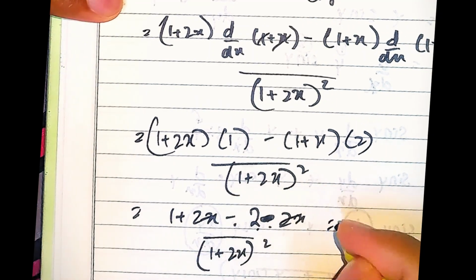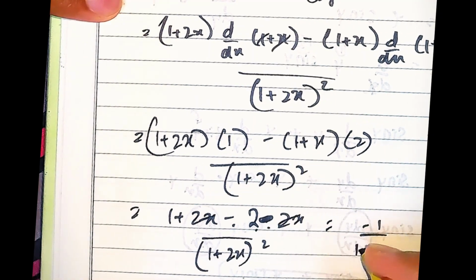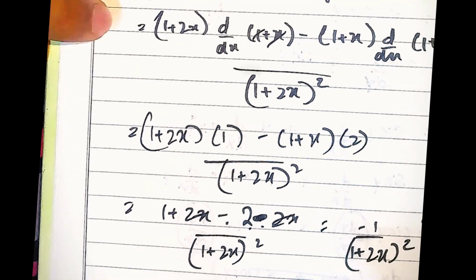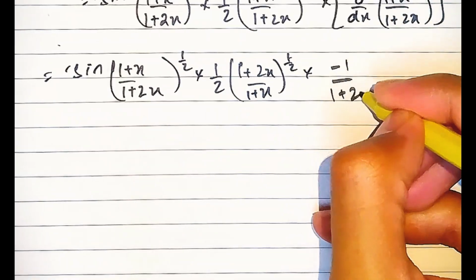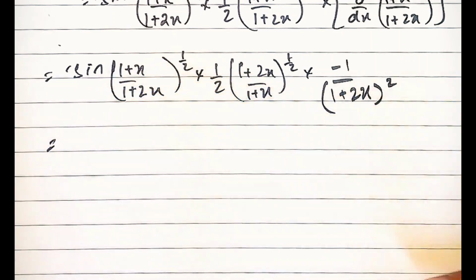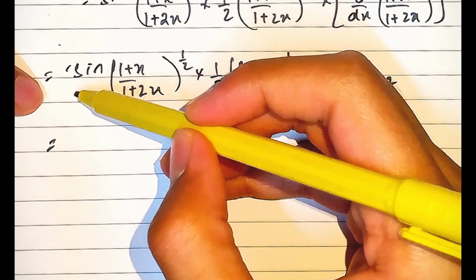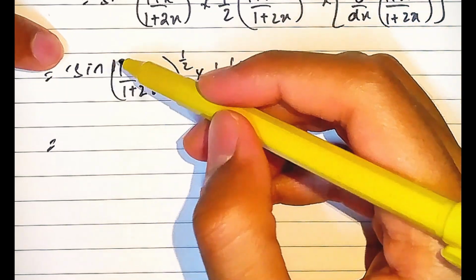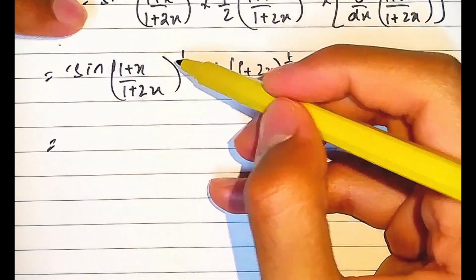So 2x are cancelled. 1 minus 2 is negative 1, over (1 plus 2x) whole square. So I can put this thing in the original question. So we have minus 1 divided by (1 plus 2x) whole square. So I can continue solving these things. We cannot do anything to this term because it is having the sine function. Okay, so we cannot change or do anything, the division or multiplication or anything.